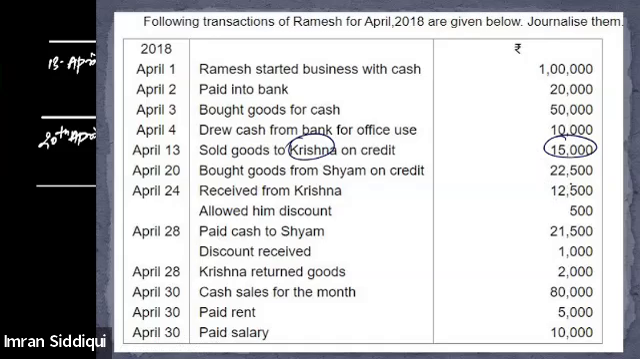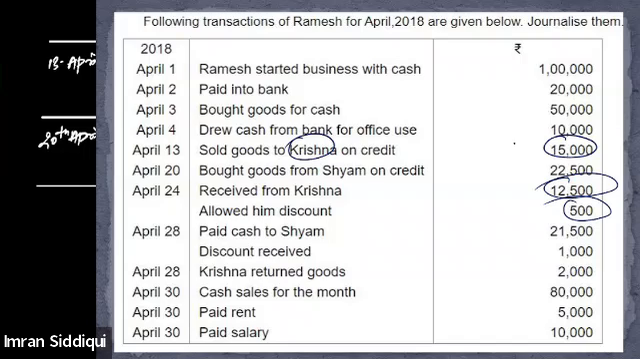Received from Krishna 12,500, and we have given him a discount of 500. So the journal entry for this will be, tell me: cash account debited, discount allowed account also debited, to Krishna account. On the debit side will be 12,500, and then 500, and on the credit side it will be 13,000. Yes, that's right.